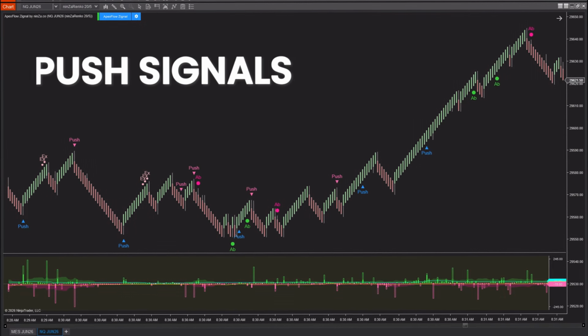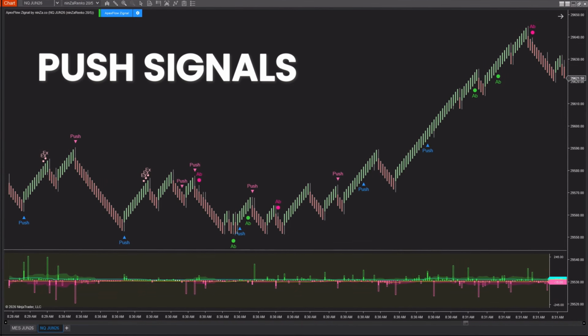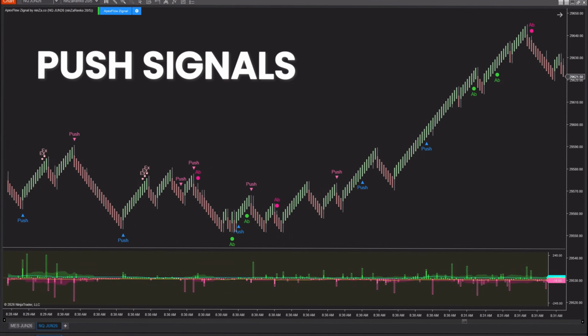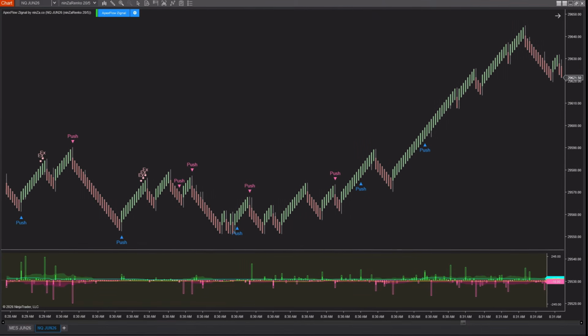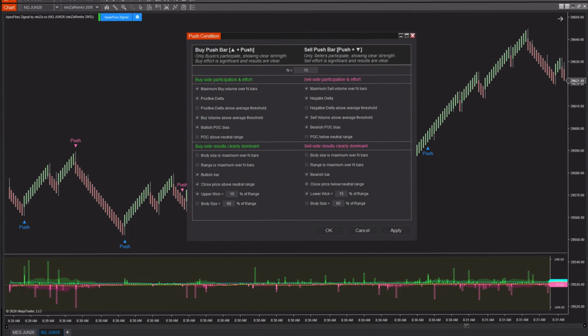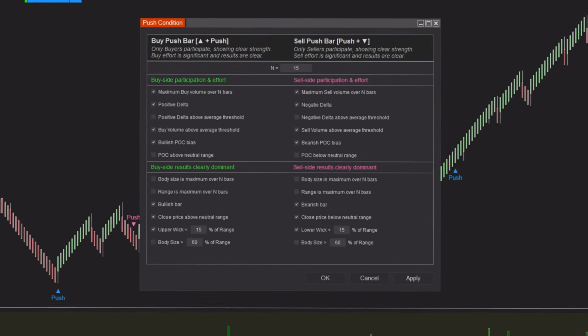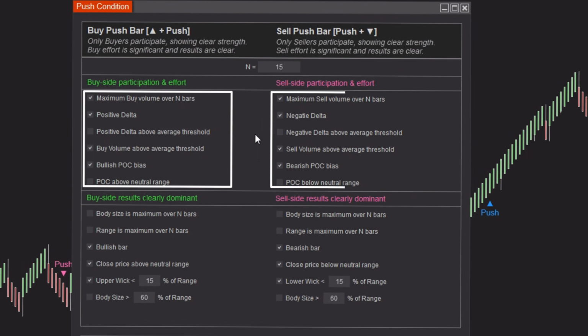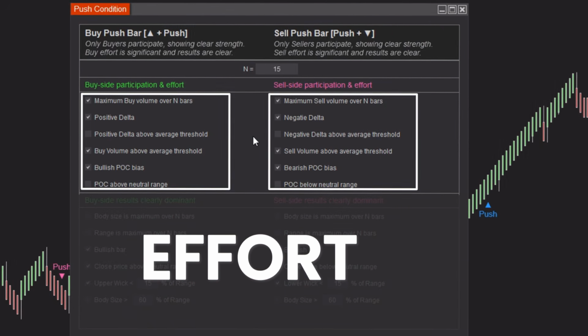For ApexFlow Zignal, we'll only be focusing on the push signal. This signal helps us identify whether buyers or sellers are truly in control inside each individual candle. To identify this, the push signal is built around 2 main factors. The first factor is called effort, the reason behind the price movement.